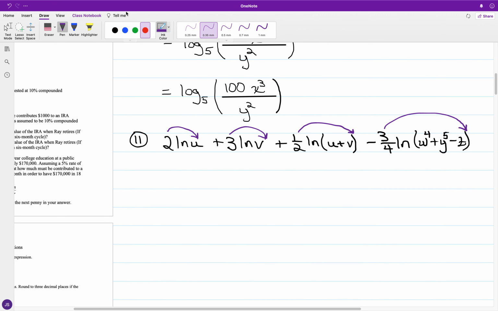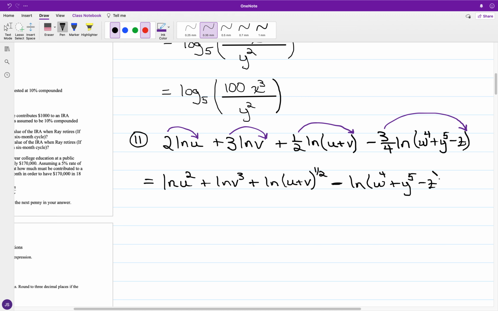So in the process, we've got 4 separate natural logarithmic terms, and I'm going to put these together and form a single natural logarithm. So you have the natural logarithm of u to the 2nd plus the natural logarithm of v to the 3rd, plus the natural logarithm of u plus v raised to the 1/2, and minus the natural logarithm of w to the 4th plus y to the 5th minus z raised to the 3/4 degree.